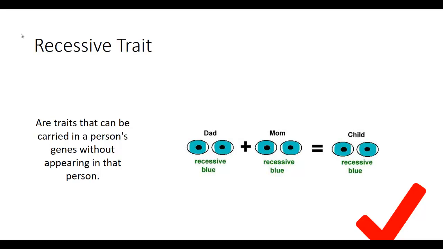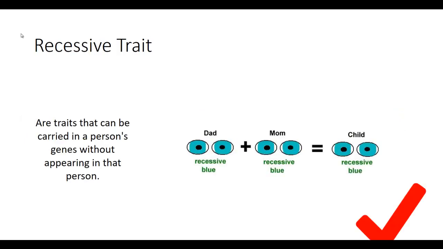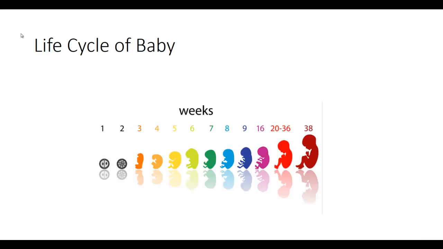Recessive traits are traits that can be carried in a person's genes without appearing. In this particular case, the dad and mom both contributed the recessive gene of blue eyes, meaning the child had blue eyes. Again, in our last one, the dad contributed a dominant gene, and therefore the child had brown eyes. In this particular case, it was not contributed, and therefore the child had blue eyes.